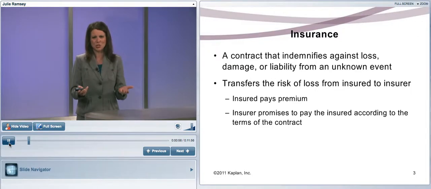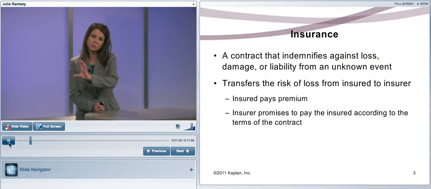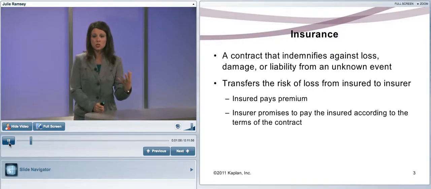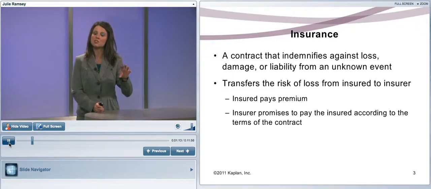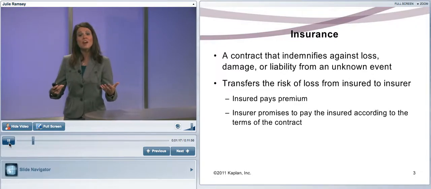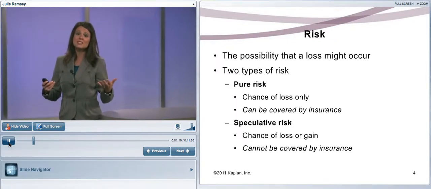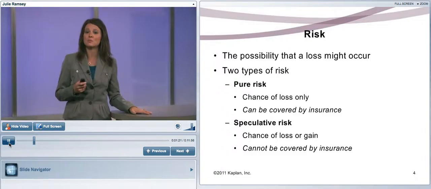What is insurance? Well, it's a contract that indemnifies against loss or liability from an unknown event, and it transfers the risk from the insured to the insurance company. You see, the insured pays a premium, and the insurance company then pays based upon the terms in that contract. Well, you might be asking, what is risk? Risk is the possibility that a loss might occur.